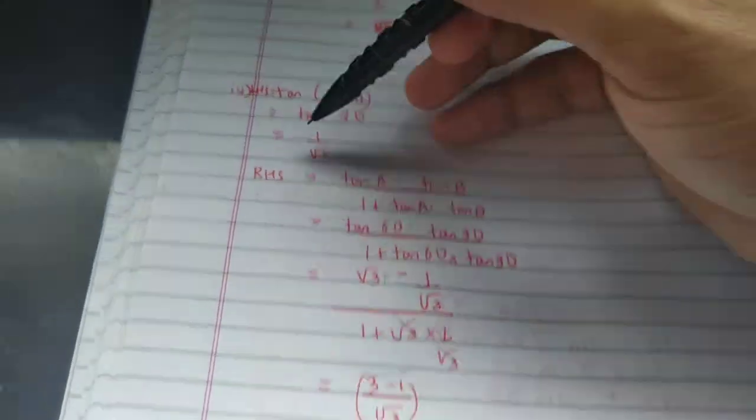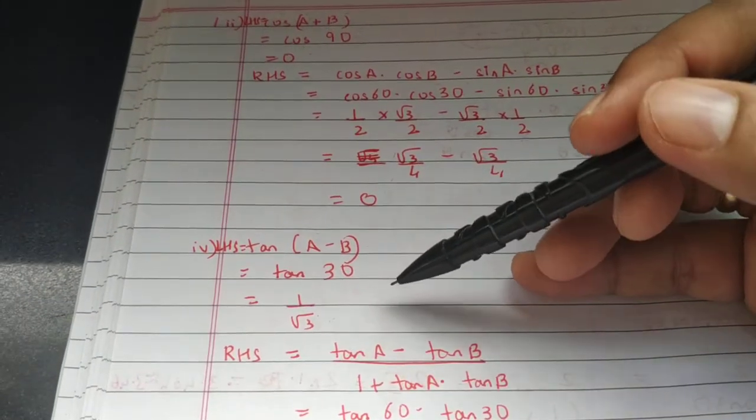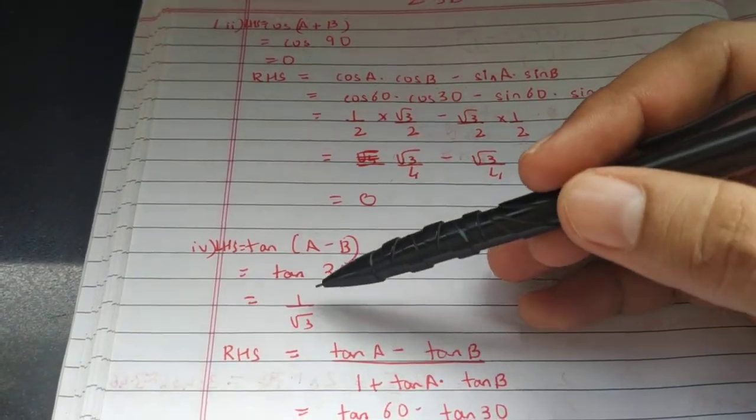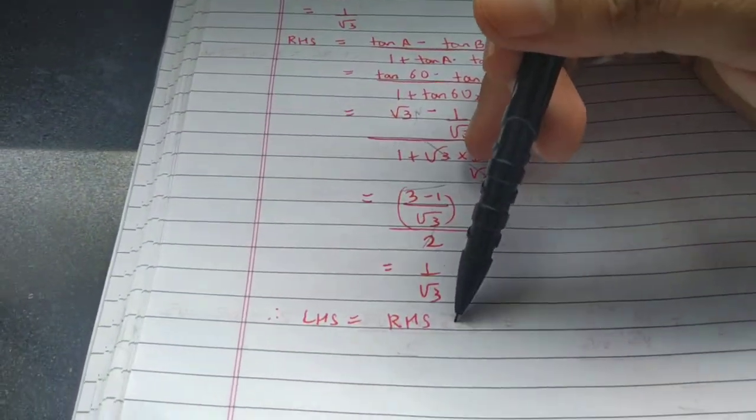No need to rationalize the denominator here because this is a proving sum. We don't have to evaluate and find the final answer. We just have to prove that this is also 1 upon root 3 and this is also 1 upon root 3. So LHS is equal to RHS.